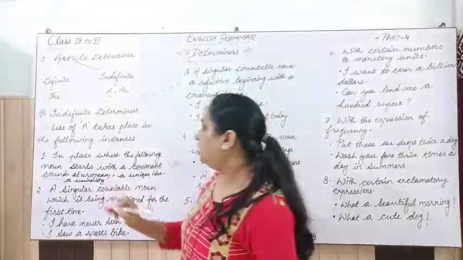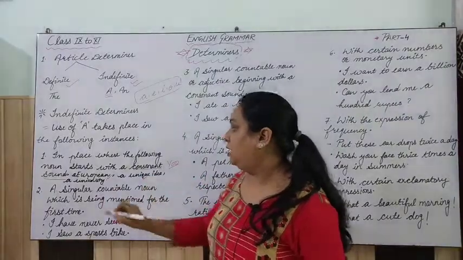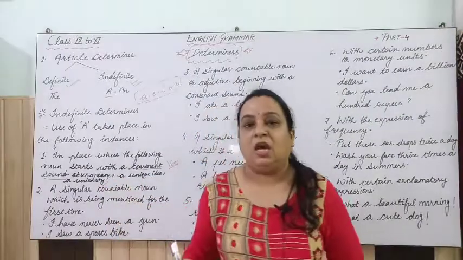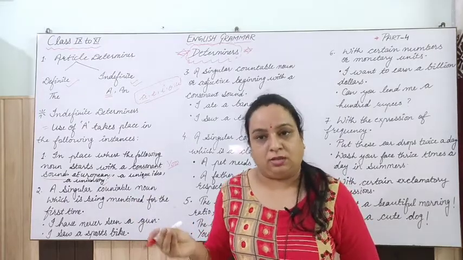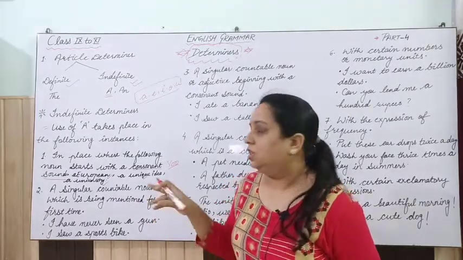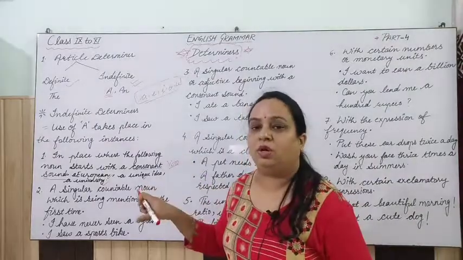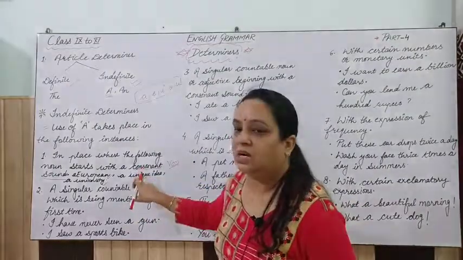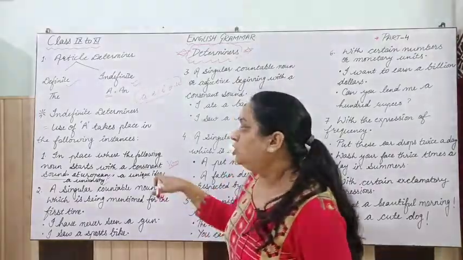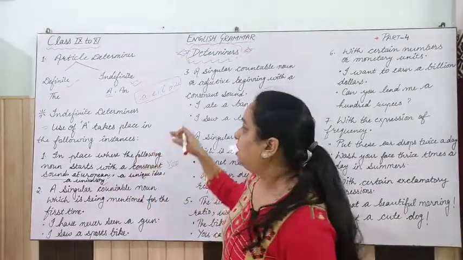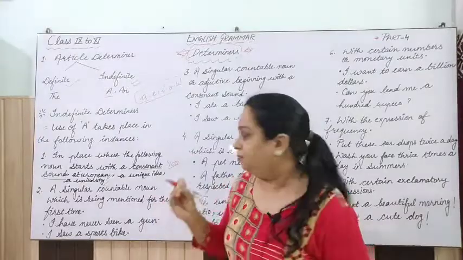Examples are a European, a unique idea, a university, a 1 rupee note, a one-eyed man, like this. Okay, so these nouns which you are using are starting with the consonant sound. So this was rule number 1, to use a as indefinite determiner.